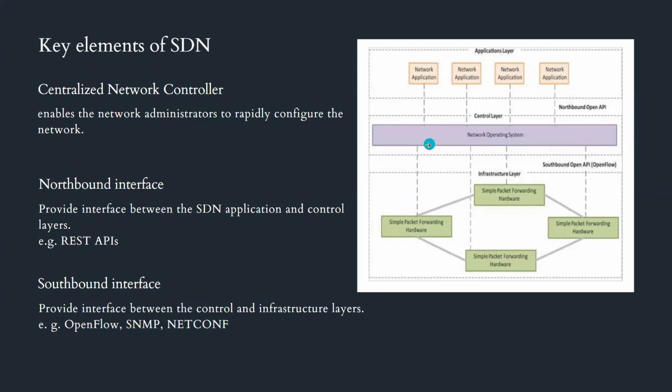Then the controller also connects to the network applications, right? So network applications through the northbound interface. What we mean by this network application is that the customers who are using this network can access the network services that the network provides through these network applications.